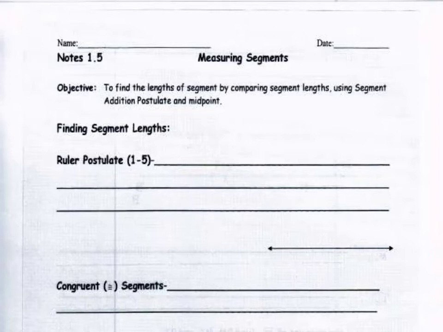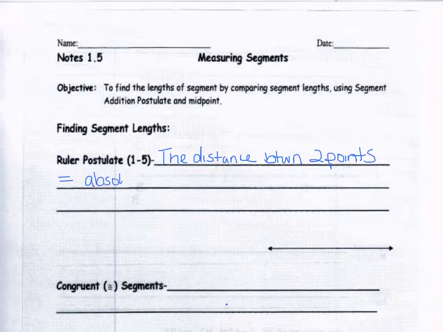So the rule or postulate basically says that the difference between any 2 points equals the absolute value of the distance between the coordinates. I know it's very wordy. The distance between 2 points equals the absolute value of the difference between the coordinates.